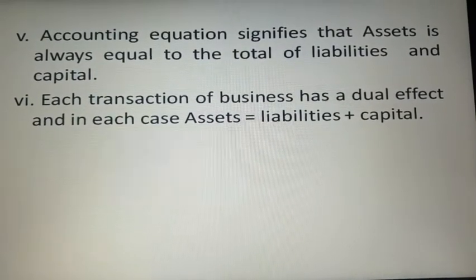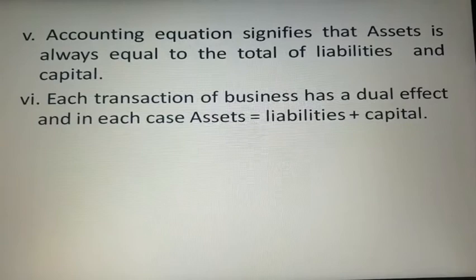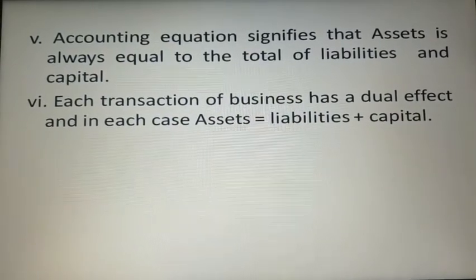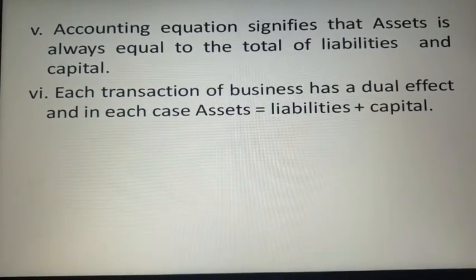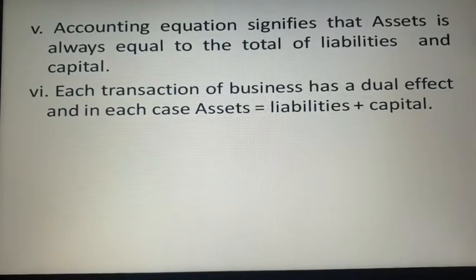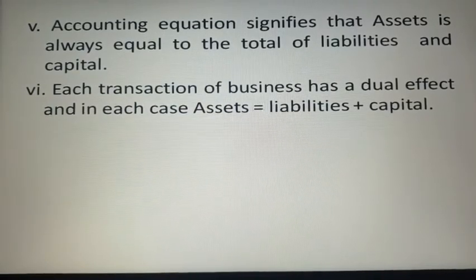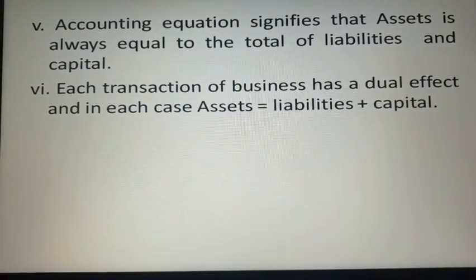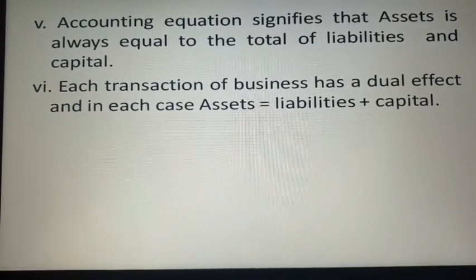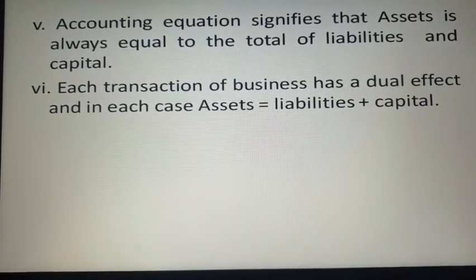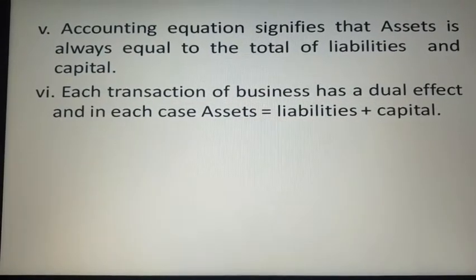In the next video, we'll discuss how each transaction affects the asset, liability and capital. And after the effect of each transaction, the asset is always equal to liability plus capital due to the dual aspect principle. In this video, I discussed the basic concept of accounting equation. In the coming video, I will take one example and solve how your accounting equation makes asset equal to liability plus capital.